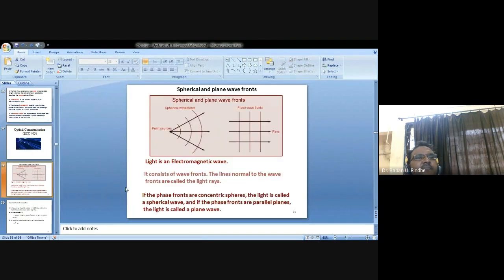Then here are the spherical and plane wave fronts. Here we are showing the spherical one. This is the plane wave front, for a single point source, let's suppose an LED or laser.